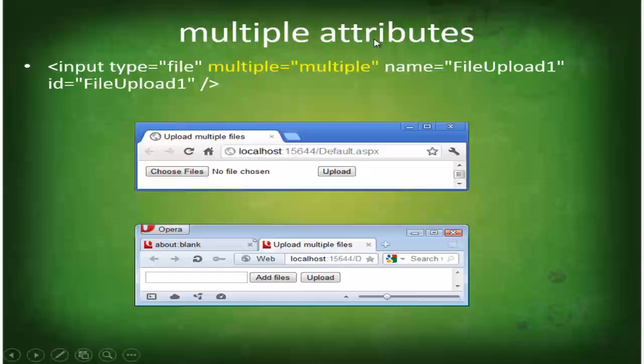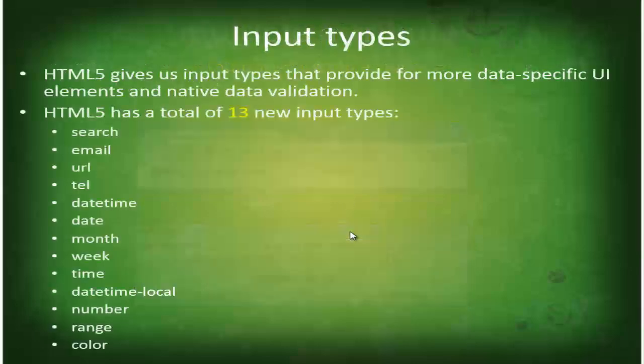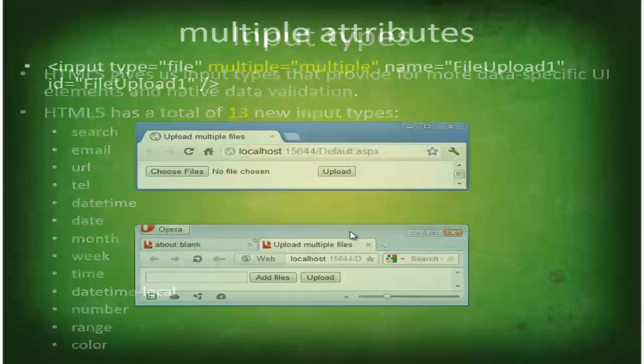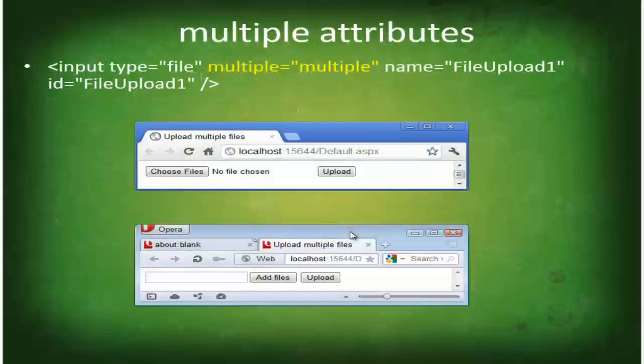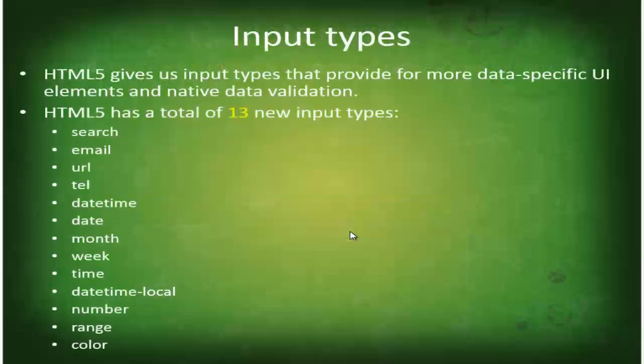So this is from Chrome and the other one is from Opera. And when you try to select it, I think I've already shown you, you can select more than one file and then try to show the content.